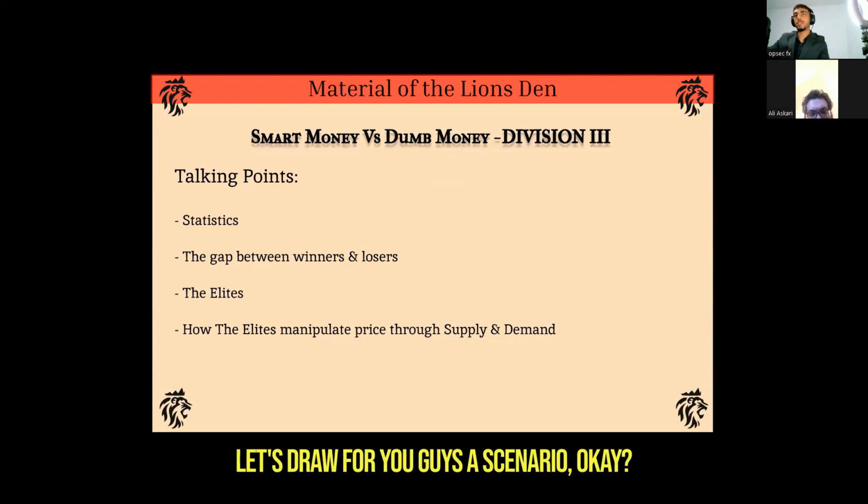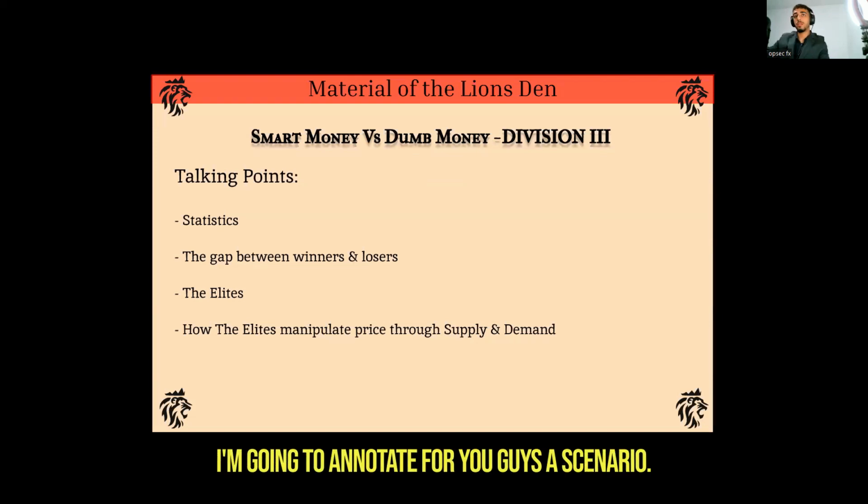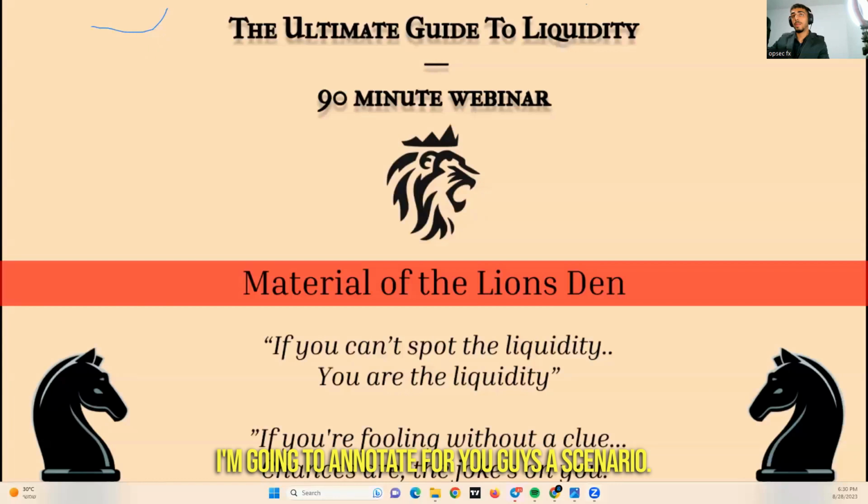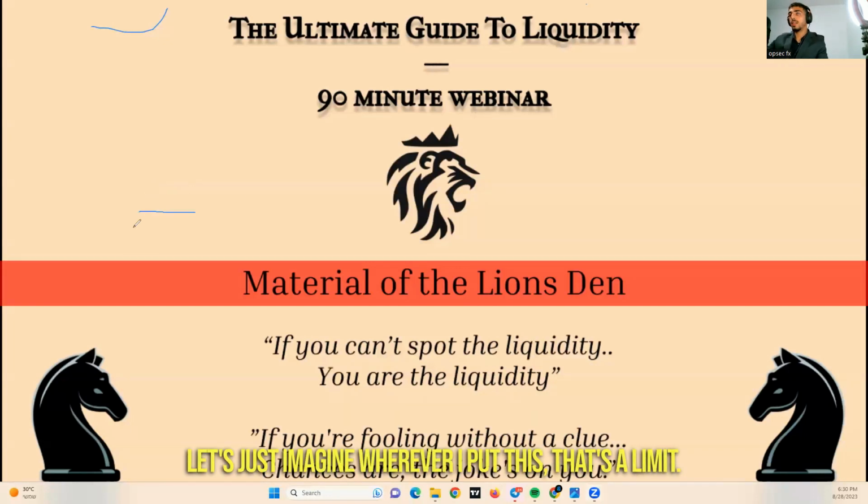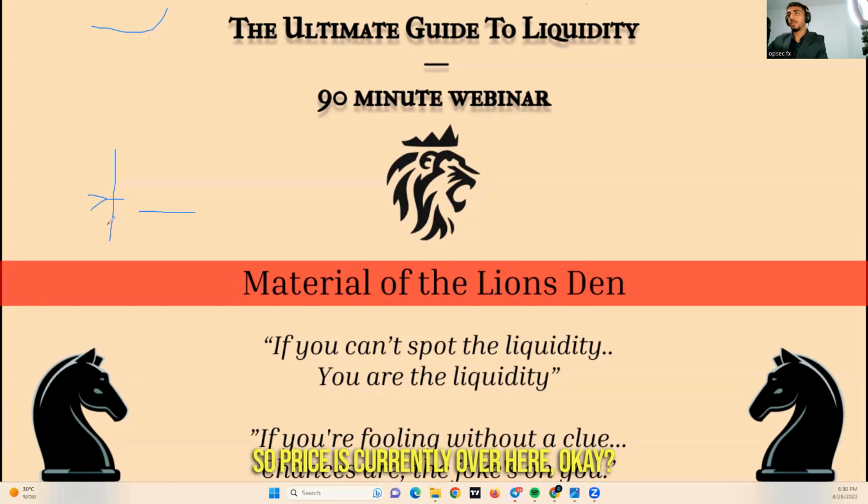Let's draw for you guys a scenario. I'm going to annotate for you guys a scenario. So let's just imagine wherever I put this, that's a limit. So price is currently over here. Okay, so I'm going to do it like this. So price is currently over here.